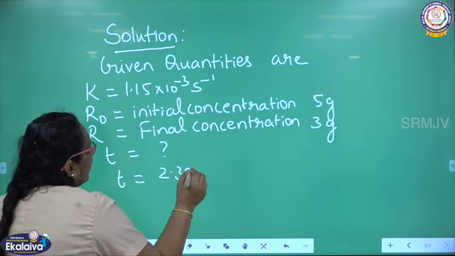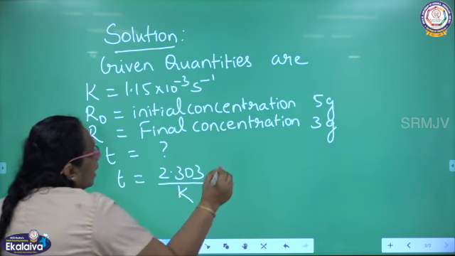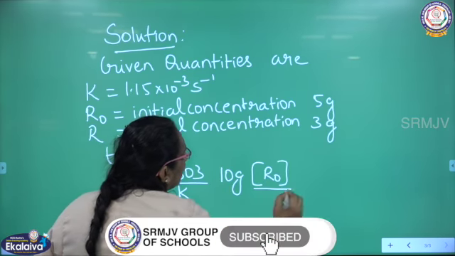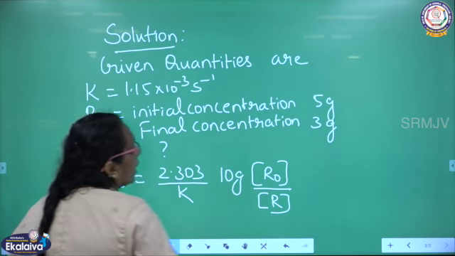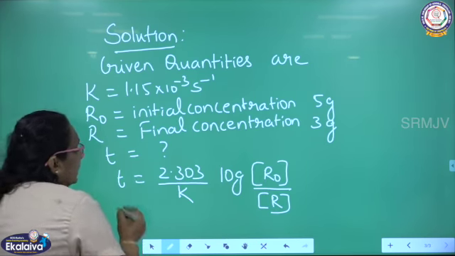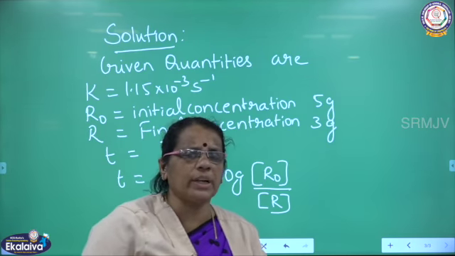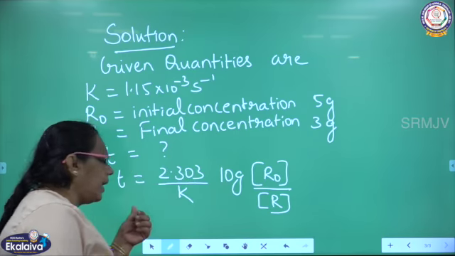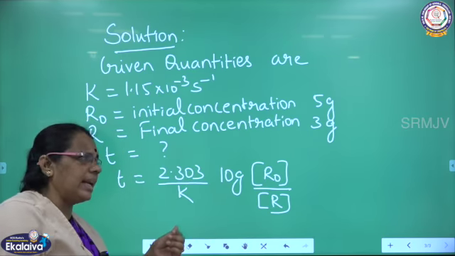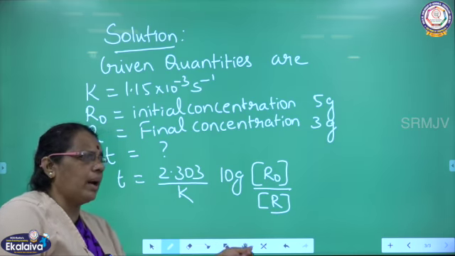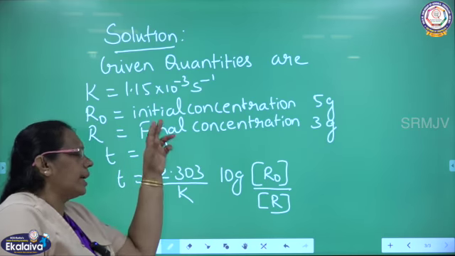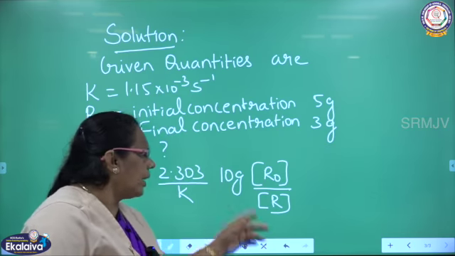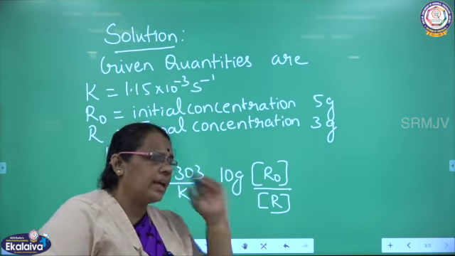T is equal to 2.303 divided by K log R naught by R. So what is T here? Time. In order to find out the time for the first order reaction, the formula is T is equal to 2.303 divided by K log R naught by R. Already I told about K, it is the rate constant given in the sum. R naught is nothing but the initial concentration. What is R? It is the final concentration. So I have written the given quantities.